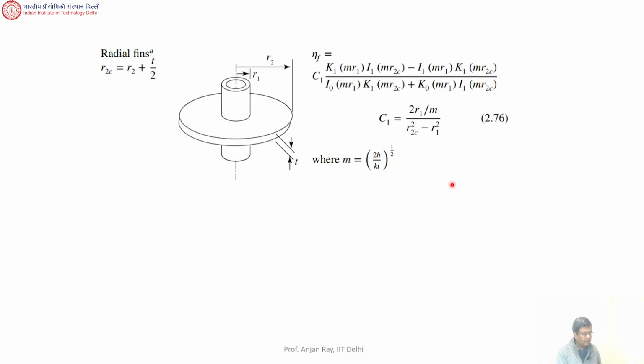And there is some M which you see, we will calculate M also. So the M is 2h by kt to the power half, the usual thing about M, isn't it? M is square root of hp over kc, so that is 2h by kt to the power half. So this is a familiar thing.